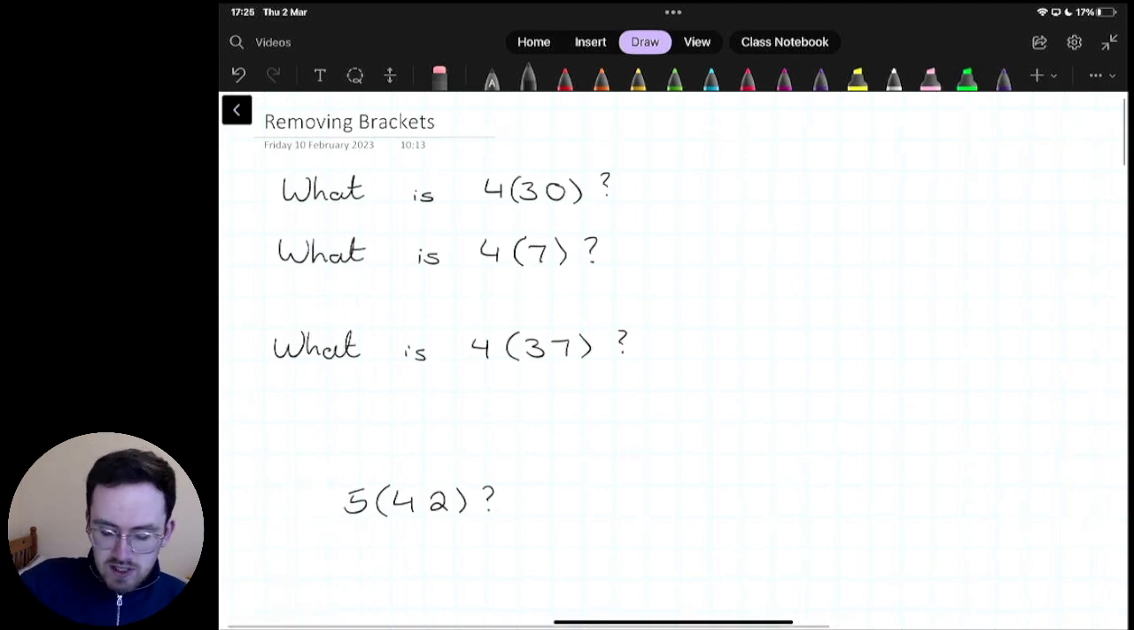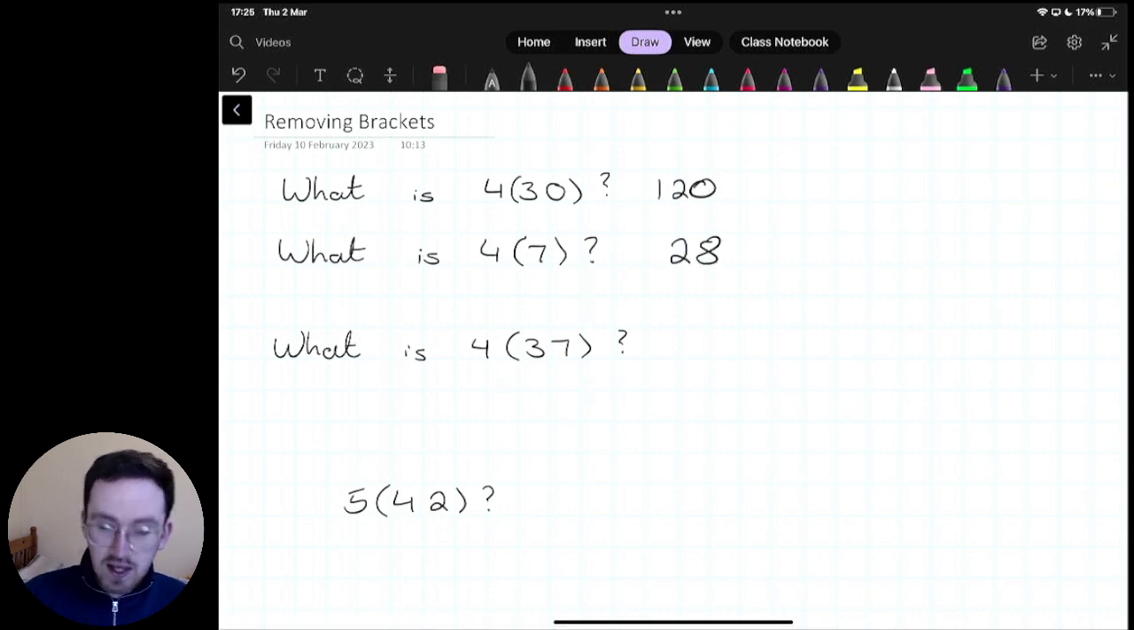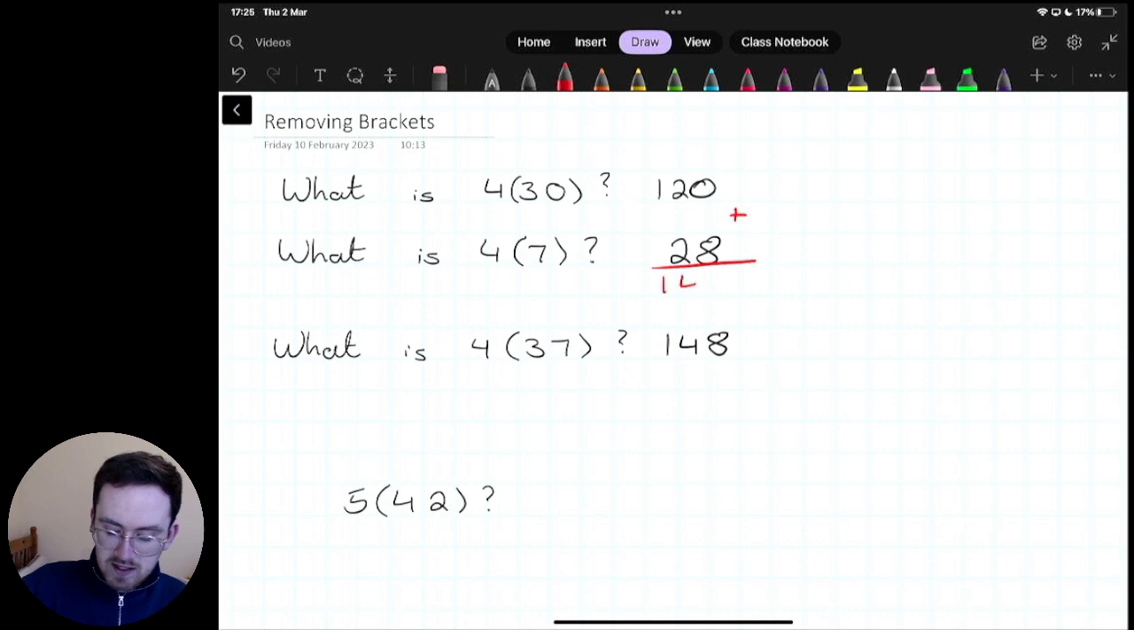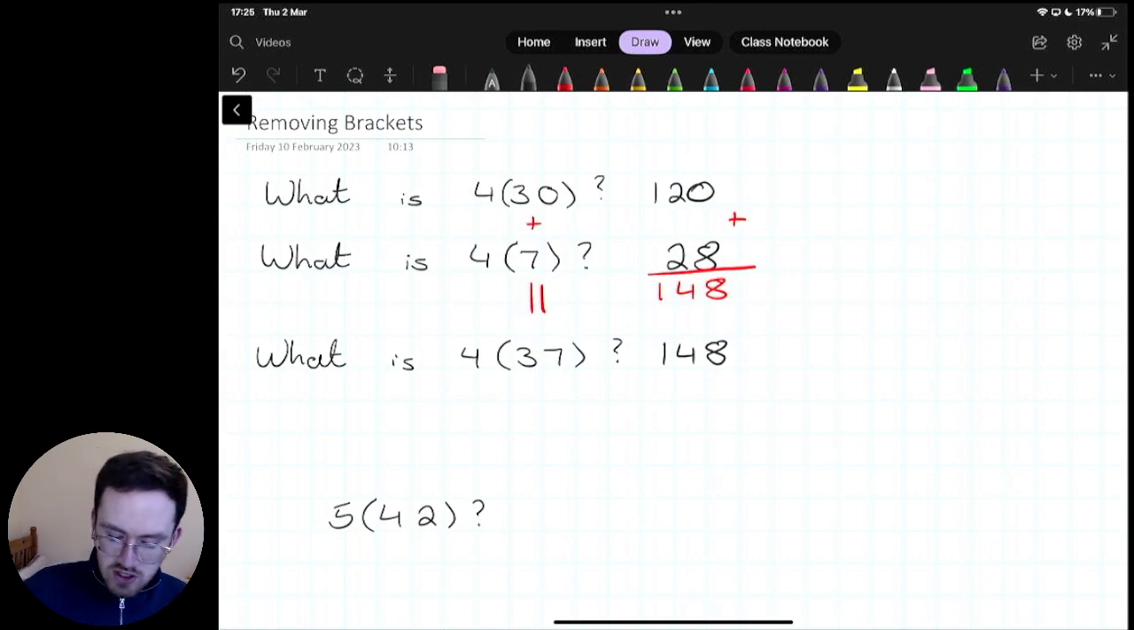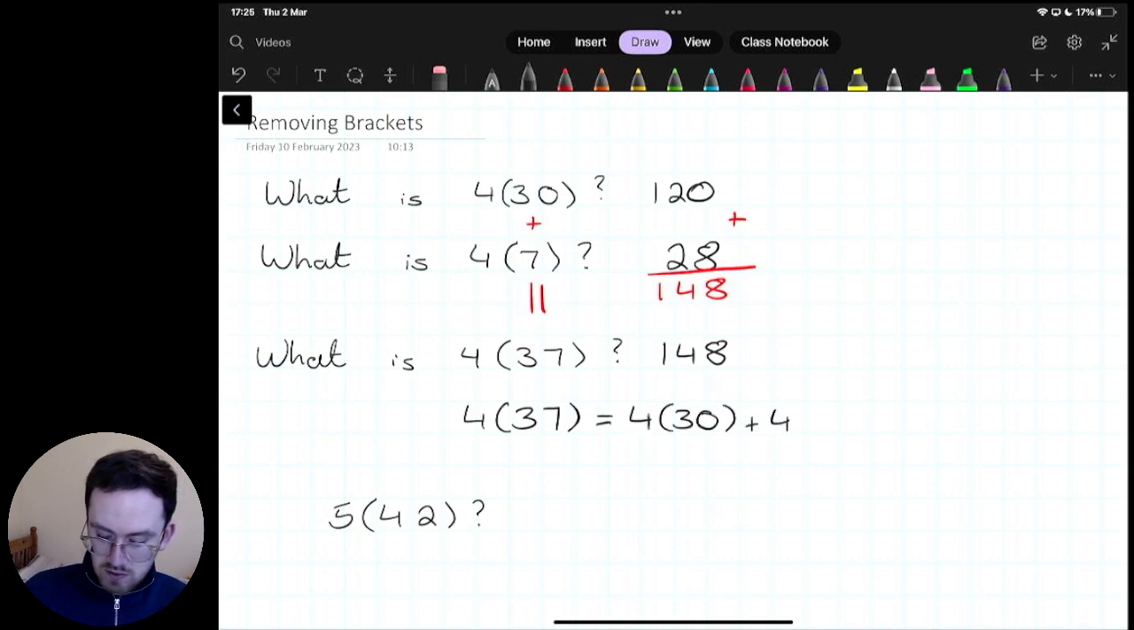So 4 multiplied by 30 is 120. 4 multiplied by 7 is 28. 4 multiplied by 37, we can do by long division or we can use our calculator, whichever we choose, gives me 148. Now what we should notice there is that that answer is the same as adding these previous two answers. And also 30 plus 7 gives me the 37 that I have there. So what we're suggesting here is that 4 multiplied by 37 is the same as doing 4 multiplied by 30 plus 4 multiplied by 7.